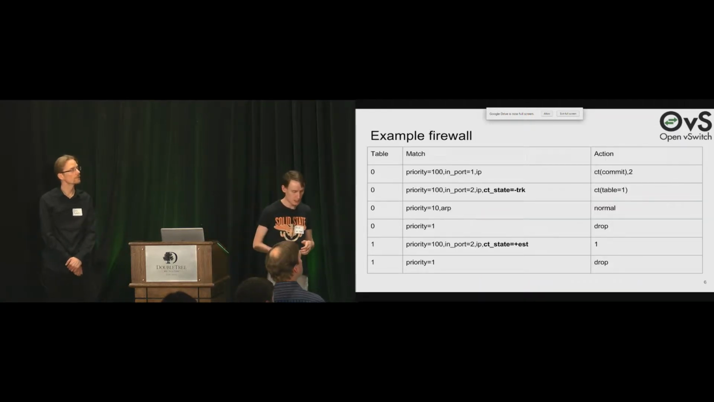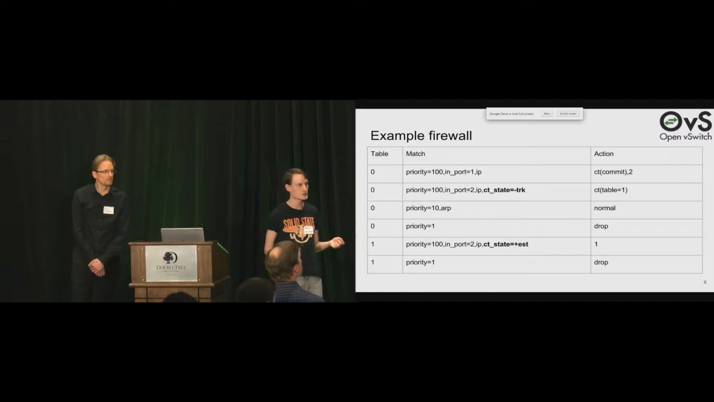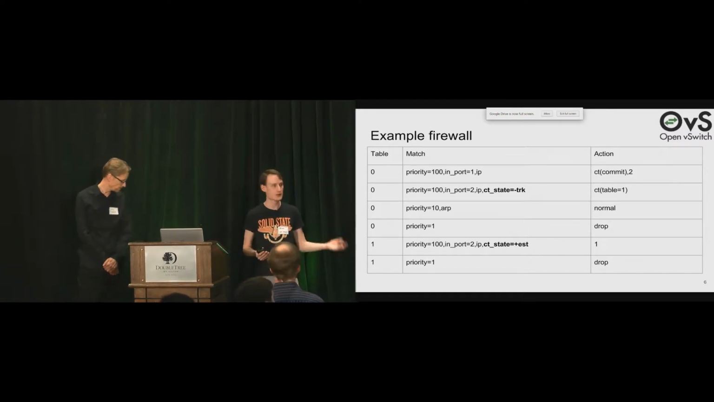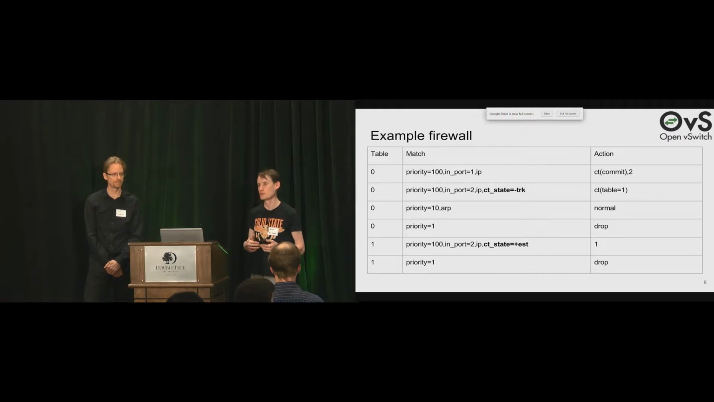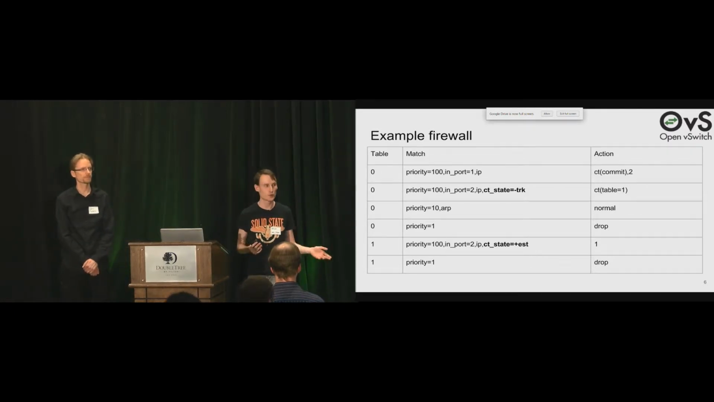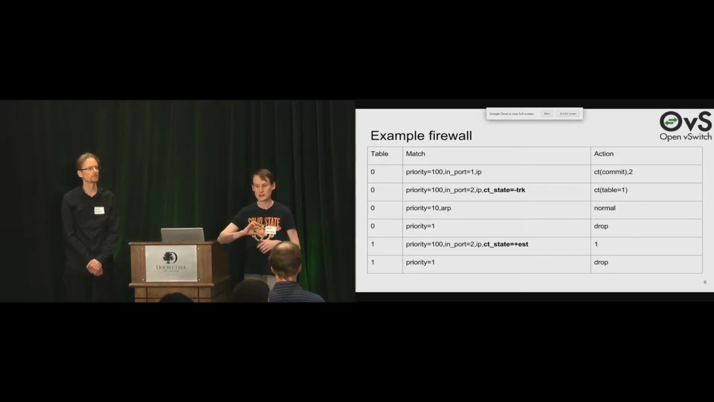So if we look at a basic firewall where we want to allow all traffic that comes from one port and only allow established connections from a different port, if we model this by accepting all connections from the first port and committing those into the conntrack table, then anything that's within that conntrack table is essentially an allowed connection. And so that's what this first flow in the example here would do.